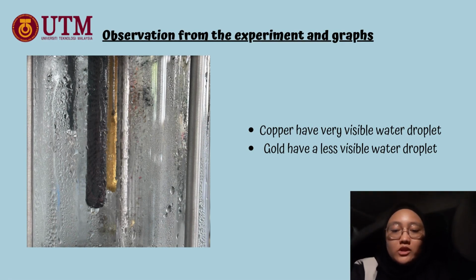This is the observation from the experiment and from the graph. As we can see from the observation, copper has very visible water droplets. However, gold doesn't have that kind of very visible water droplet. This is because there's a film coating the layer of copper that allows the water droplet to stick on it first before it falls down.